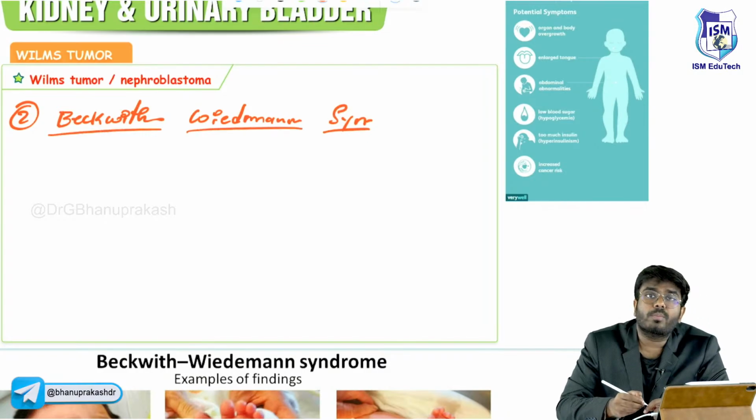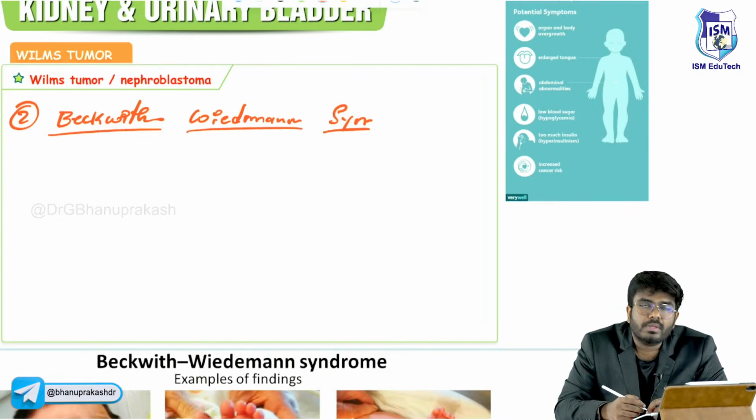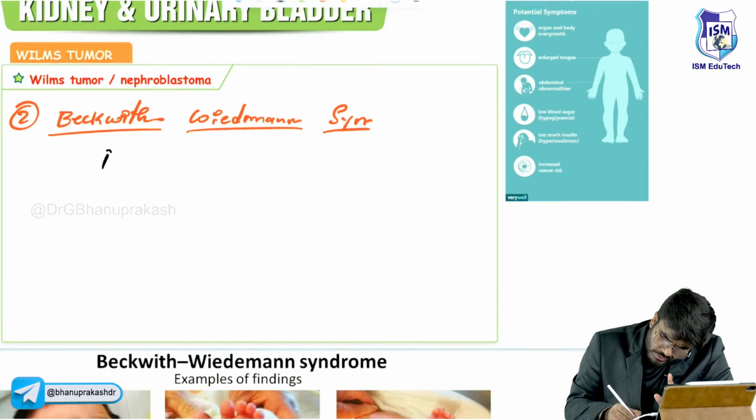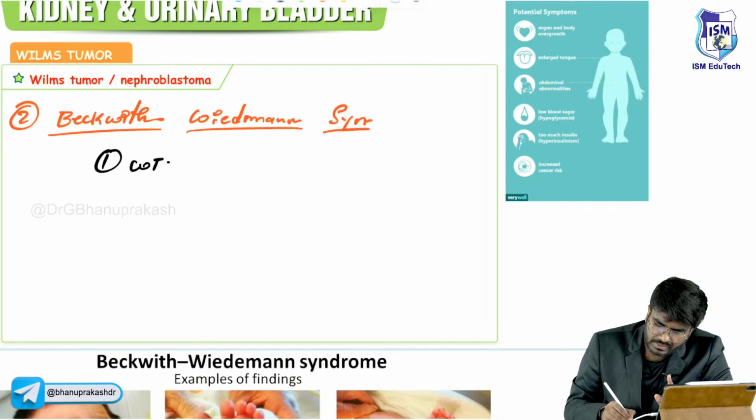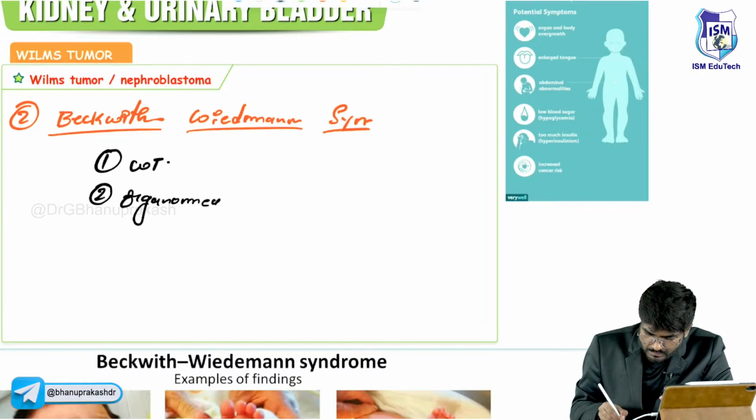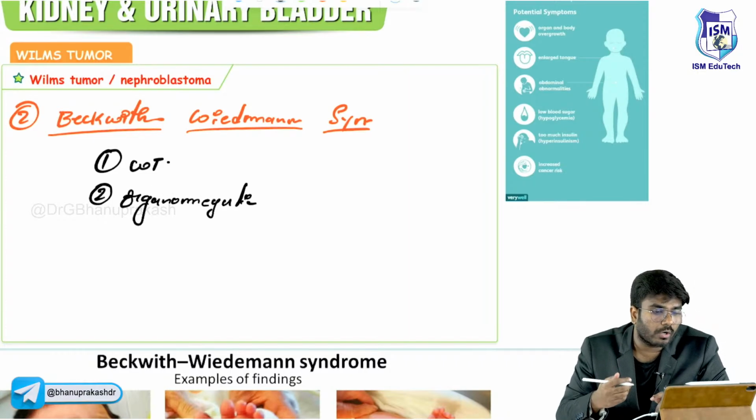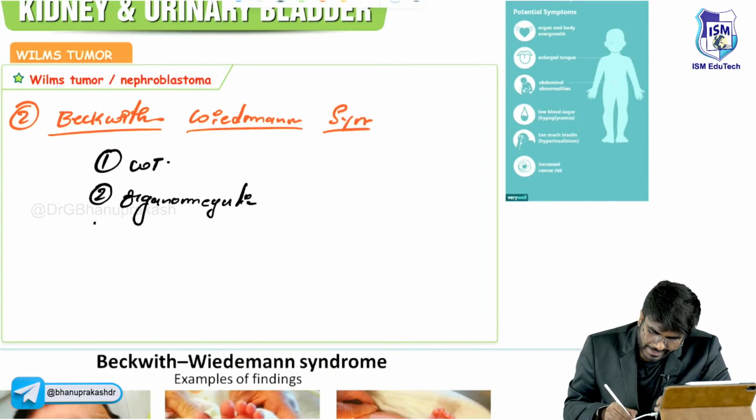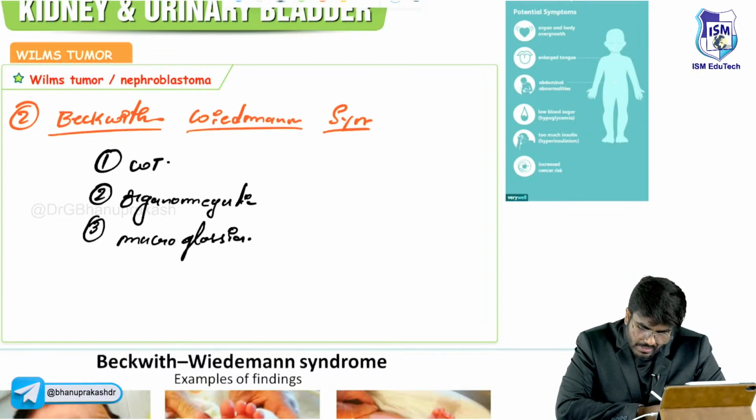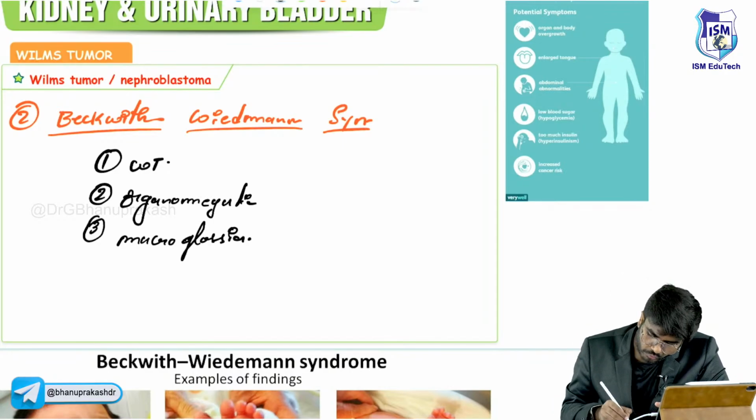Sir, what exactly is this Beckwith-Wiedemann syndrome? If the patient has Beckwith-Wiedemann syndrome, one thing is sure: the patient is going to have Wilms tumor. Apart from Wilms tumor, the patient is going to have organomegaly, big sized organs, macroglossia, big tongue, and also hemihypertrophy.